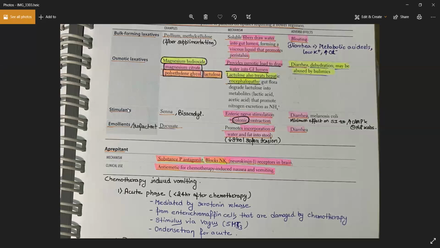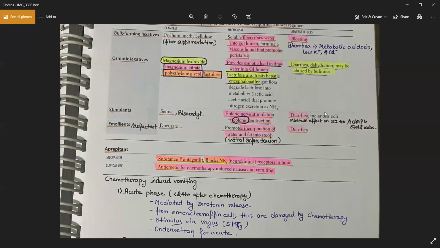Then comes the stimulants, which stimulate the receptors in the GI tract and cause diarrhea or increased motility. Right. They are senna and bisacodyl. I didn't mention bisacodyl, but the UWorld does, and most of the questions on stimulants are on this one, bisacodyl. So you can mention that in First Aid. Senna and bisacodyl are the two agents which stimulate the enteric nerves, and they cause colonic contraction to promote motility.